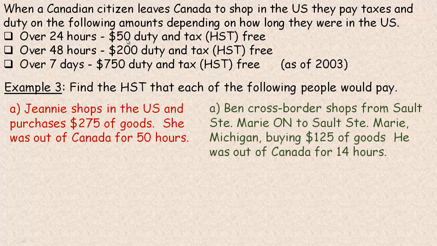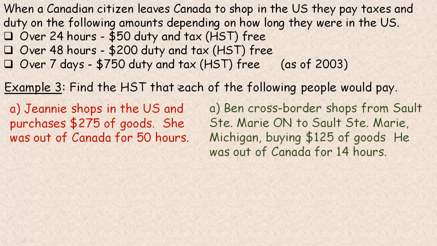If it's over 24 hours, the first $50 was duty and tax free. If you were over in the U.S. over 48 hours, there was $200 duty free, and whatever above that you pay tax on. And if it was over 7 days, you had $750 duty and tax free. Now, these have actually changed. I think this one's 200 and these are both 800 now. Okay, this is 2017 I'm making this in.